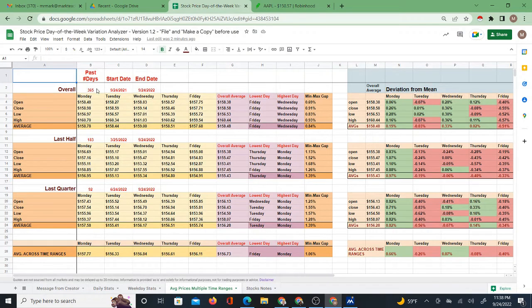like if you tell it to look at the past year, it'll also look at the past 6 months, and it'll also look at the past 3 months. So you can see the past year, past 6 months, and then the overall time, the last half of that time, and then the last quarter of that time. All right, for people who want to go a little bit more into looking at different time ranges, to see if things look different for different historical time ranges.